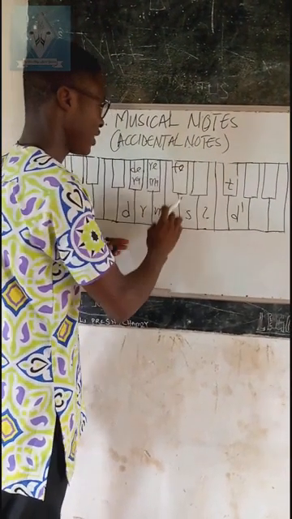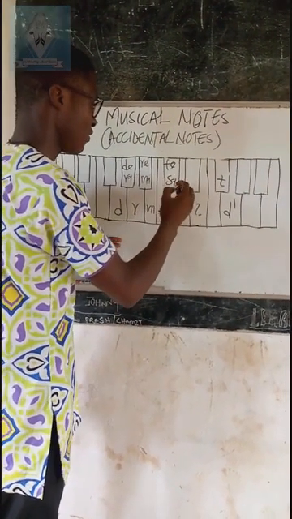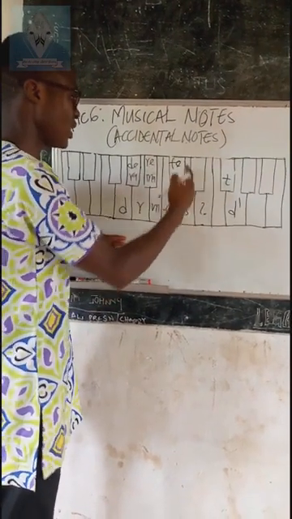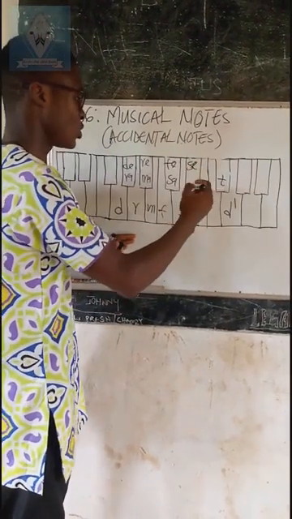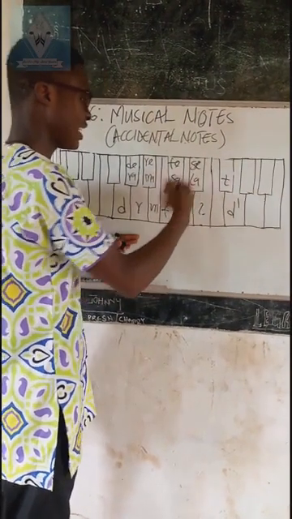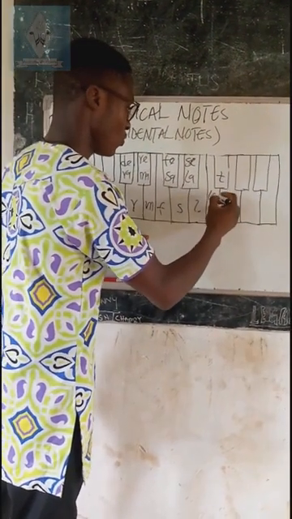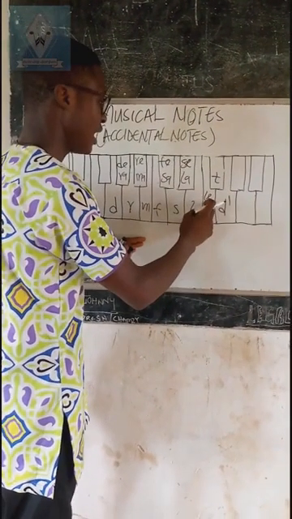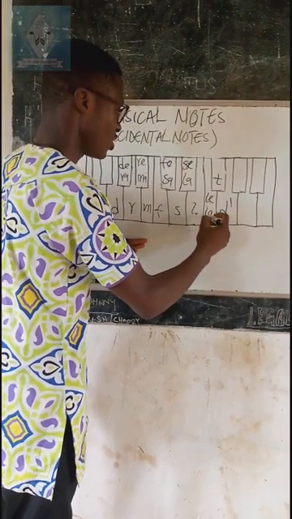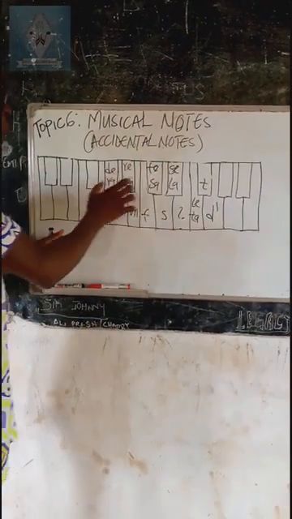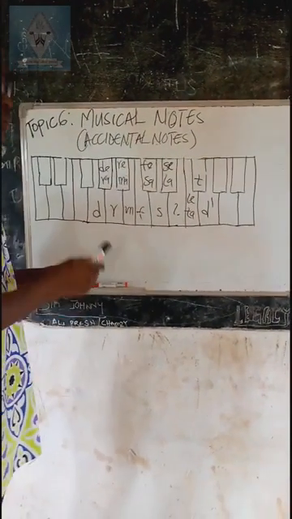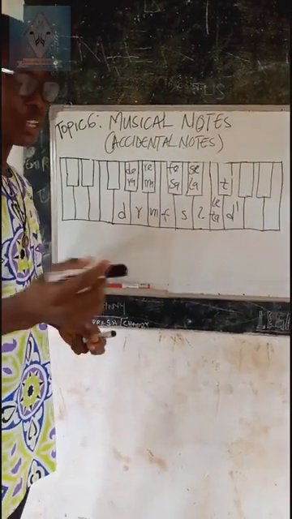We have this by flattening fa. We have this by flattening sol, sharpening fa and flattening sol. We have this by sharpening sol. We have this by flattening la. We have this by sharpening la, and we have this by flattening ti. You can see that the position of these notes is different from the one we had on key D. Now let's try another key.